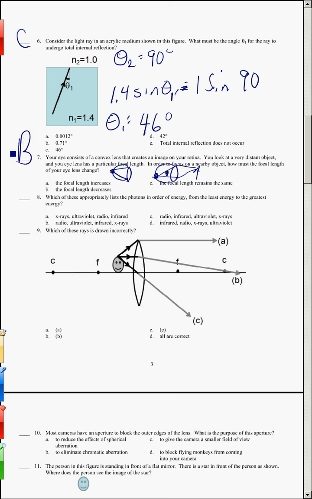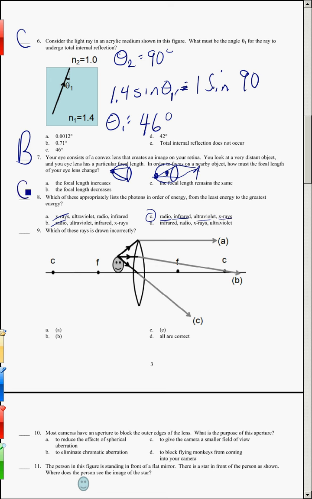is B. Which of these appropriately lists the photons in order of energy from the least to the greatest? Alright, let's see. X-rays is a high energy. Radio, ultraviolet, not that one. Looks like C. Radio is the lowest energy, then infrared, then ultraviolet, then X-rays. So number 8 is C.